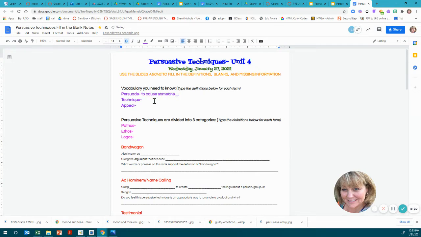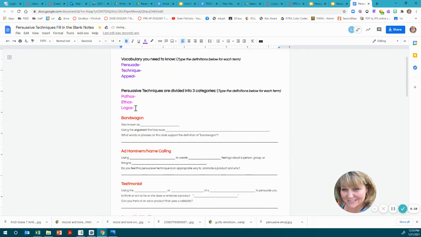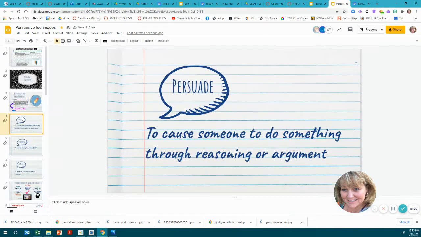So you're going to type it all. You'll do that for each of these as you go through. Fill it in. And on this part, you're filling in the same thing. What is pathos, ethos, and logos? What are the three categories? And type the definitions.